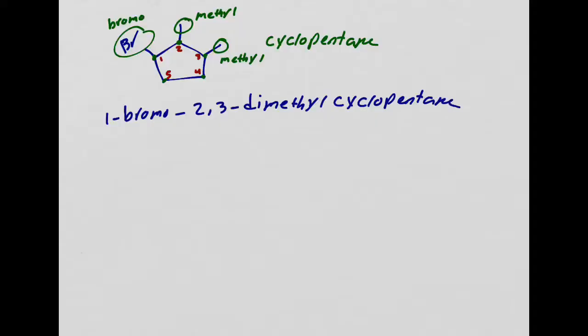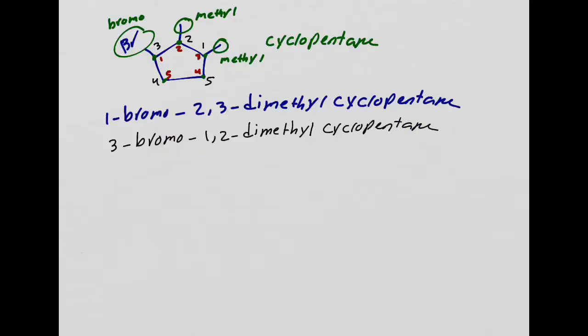cyclopentane. Now, what if, just for fun, I number it from the other way? Because I would get the same number. What if I go 1, 2, 3, 4, 5? If that's the case, again, in alphabetical order, it would be 3-bromo, 1,2-dimethylcyclopentane. When you're not sure, do both ways.